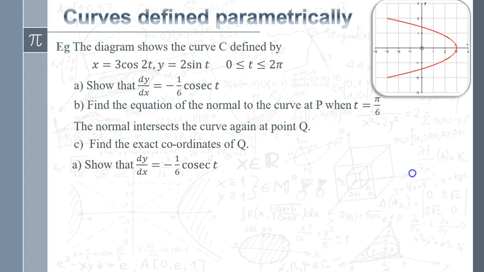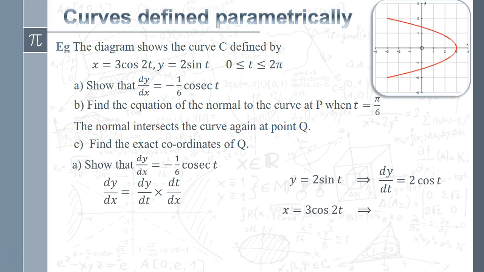So here we go. Let's start off with dy/dx is dy/dt times dt/dx. So y equals 2 sin t, so that gives us dy/dt equals 2 cos t. We've got x equals 3 cos 2t. Remember, differentiate cos, you get minus sin, and as well, we've got to bring the 2 out of there. So we get dx/dt equals minus 6 sin 2t. And we want dt/dx, so we've got to flip that one upside down. So that gives us dt/dx is 1 over minus 6 sin 2t.